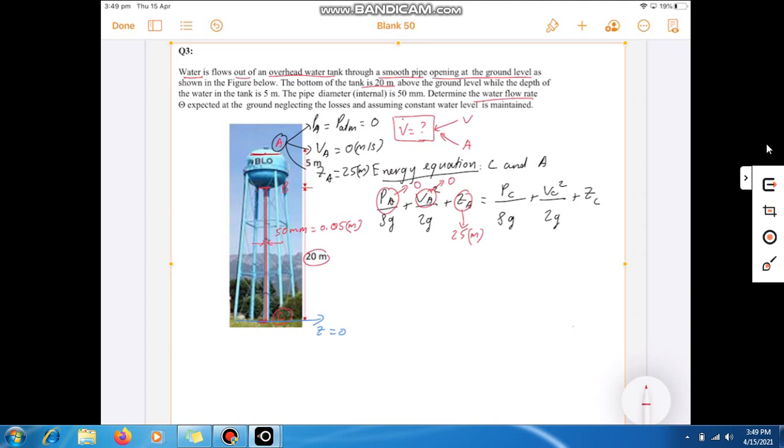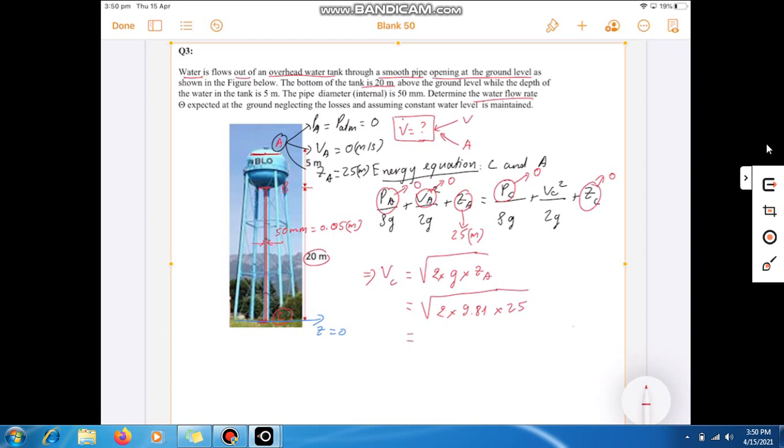Now we have a look at the energy at point C. How about PC? Because we have a smooth pipe opening at the ground level, it means it's open at point C. When open at point C, PC will be equal to atmospheric pressure, or 0 gauge pressure, and ZC is 0. So that's why VC will equal the square root of 2 times gravity times ZA, ZC is 0, or equal to the square root of 2 times 9.81 times 25.